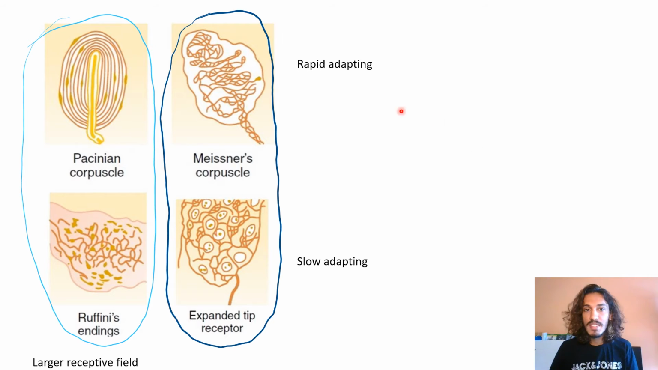On the other hand, your Meissner's corpuscle and expanded tip receptor, which are much more superficial in nature, are for smaller receptive fields. So if you touch here, it's one Meissner's corpuscle. If you touch here, it's another Meissner's corpuscle. So for rapidly adapting and smaller receptive field, the answer is going to be your Meissner's corpuscle. So just remember this, and whatever permutation combination comes, you can just answer it.